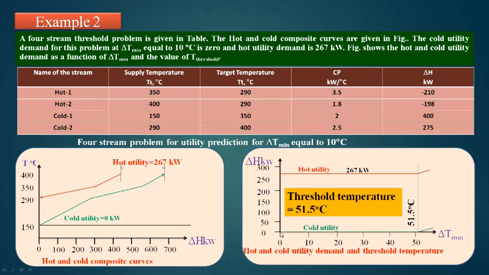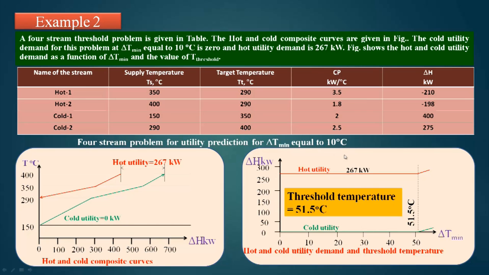Here we see that when delta T minimum changes from 0 to say 51.5 degree centigrade, the cold utility demand is 0, while the hot utility demand is fixed at 267 kilowatt. This clearly tells that if the HEN is designed in such a way that delta T minimum is within 51.5 degree centigrade, then it will require only hot utility and no cold utility. The delta T minimum figure of 51.5 degree centigrade is a very high figure, and most of the heat exchanger networks can be designed within this delta T minimum.